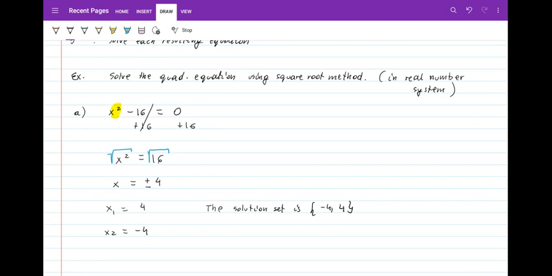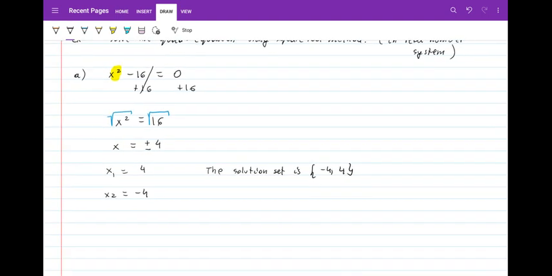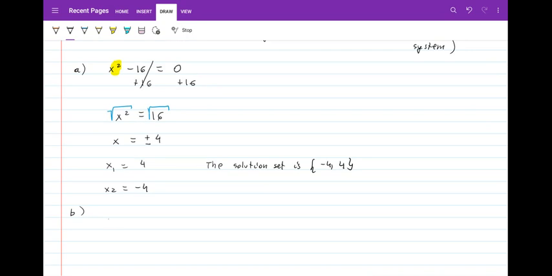Okay, I have two more problems applying the square root property. B, we're going to solve this one: (x plus 1) squared equals 49. So this equation is asking you to apply the square root property. I don't want you to distribute, I don't want you to FOIL, I don't want you to multiply x plus 1 times x plus 1. Just take the square root of both sides.